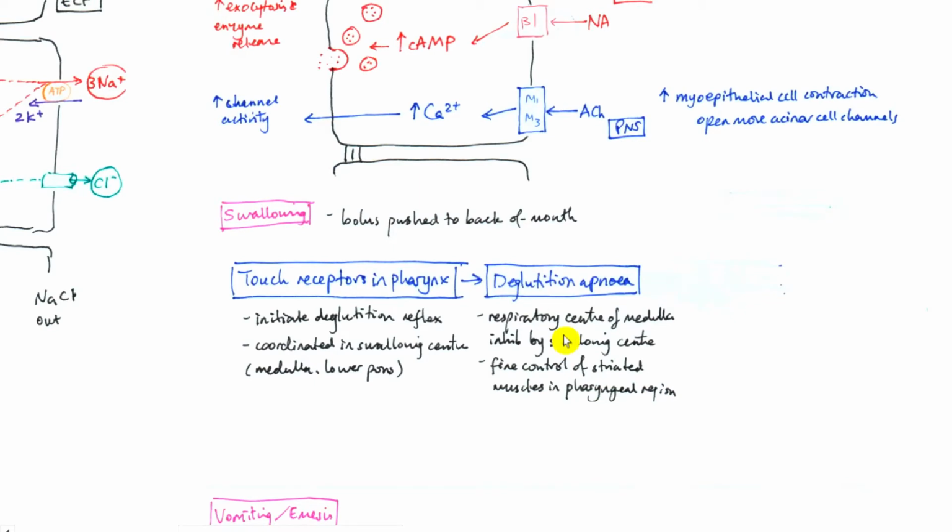Now, after the food has been processed in the mouth by chewing and saliva, we need to swallow it. This is where the bolus is pushed to the back of the mouth. How this happens is touch receptors in the pharynx are stimulated, which initiates a deglutition reflex coordinated in the swallowing center of the brain, the medulla and the lower pons. And then there's deglutition apnea, which is the respiratory center of the medulla being inhibited by the swallowing center, and the fine control of striated muscles in the pharyngeal region, which contract and cause the food bolus to be swallowed.